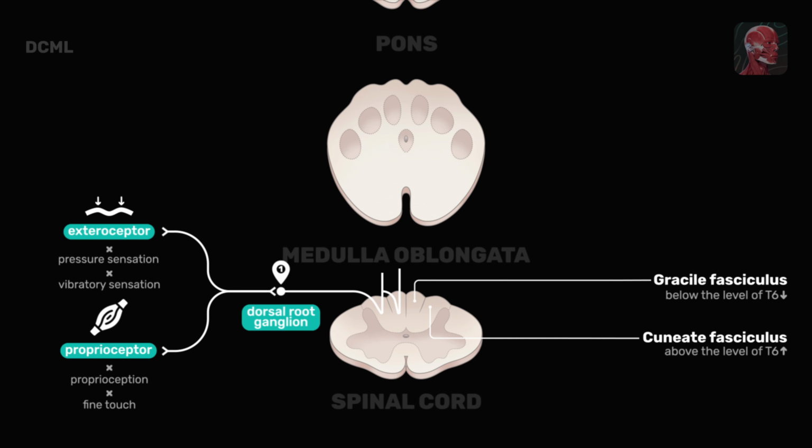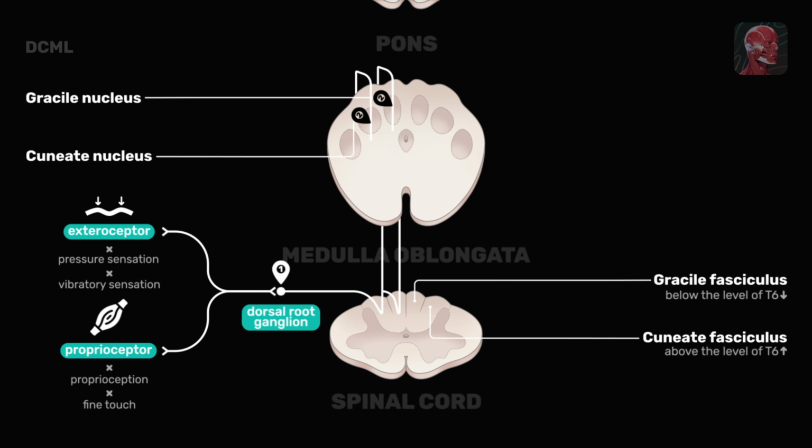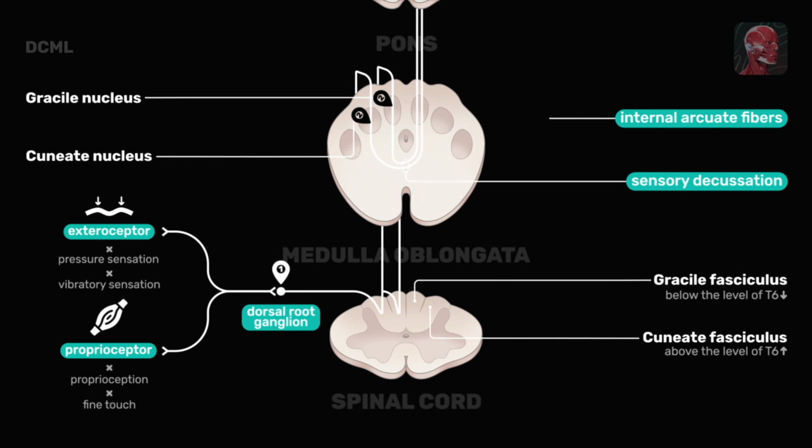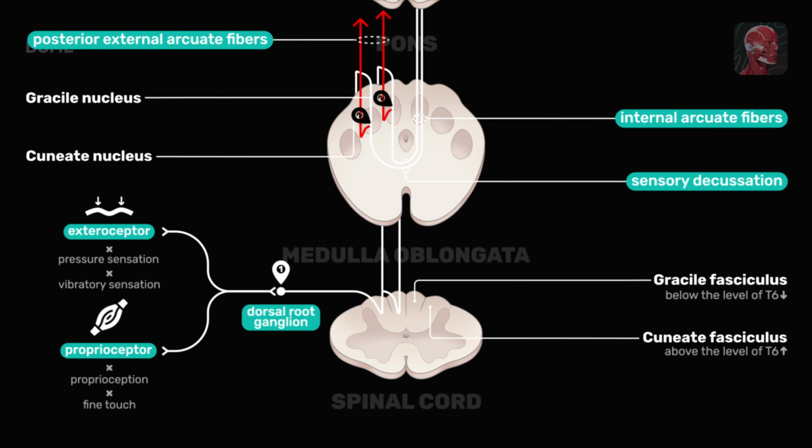Further, the fibers ascend to the medulla oblongata, where they synapse with the second-order neurons in the gracile nucleus and cuneate nucleus. After this, the majority of fibers cross over to the contralateral side, or decussate. These fibers are also known as the internal arcuate fibers. However, some fibers, upon exiting the nuclei, do not cross over but travel along the same side to the cerebellum, forming the posterior external arcuate fibers.